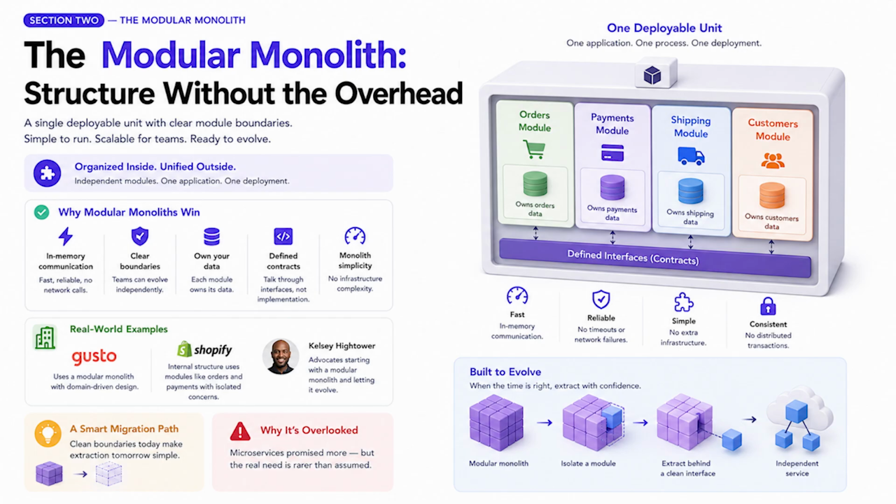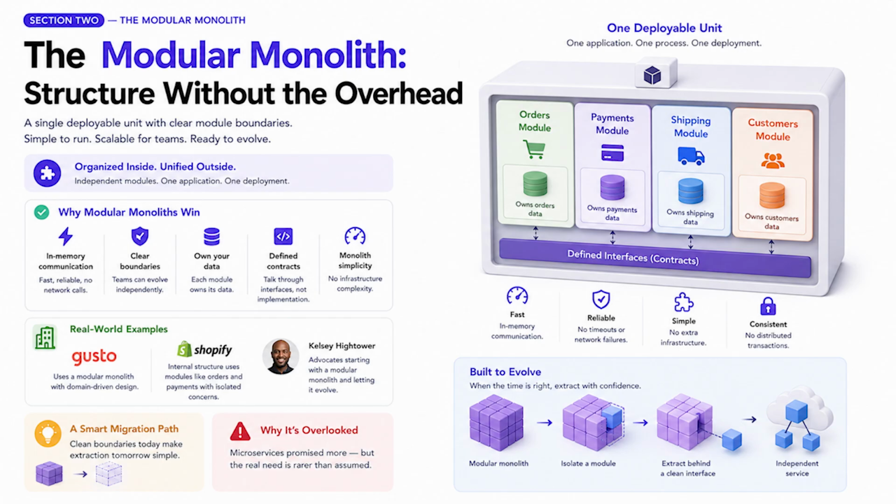Kelsey Hightower, one of the most respected voices in infrastructure engineering, has said to start with a modular monolith and let it evolve. The modular monolith also acts as a migration path. Because each module already has a clean boundary and a well-defined interface, extracting a module into an independent service later is straightforward. You are not untangling spaghetti. You are lifting out something that was already designed to stand on its own.